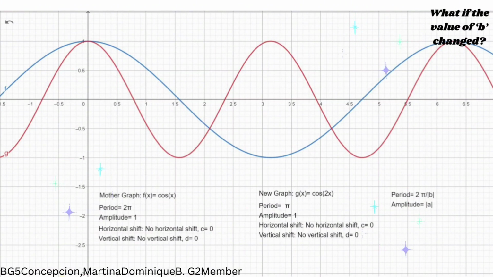For our new graph, since we change the value of b to 2, we will get 2 pi over 2, which equals pi. Since b is greater than 1, then the period is less than 2 pi and the function undergoes horizontal compression. The amplitude equals the absolute value of a, or the distance between its highest point and the center line. Therefore, the amplitude for both graphs is 1. For the mother graph and the new graph, there is no horizontal shifting because c equals 0. There is also no vertical shift for both graphs because d equals 0.